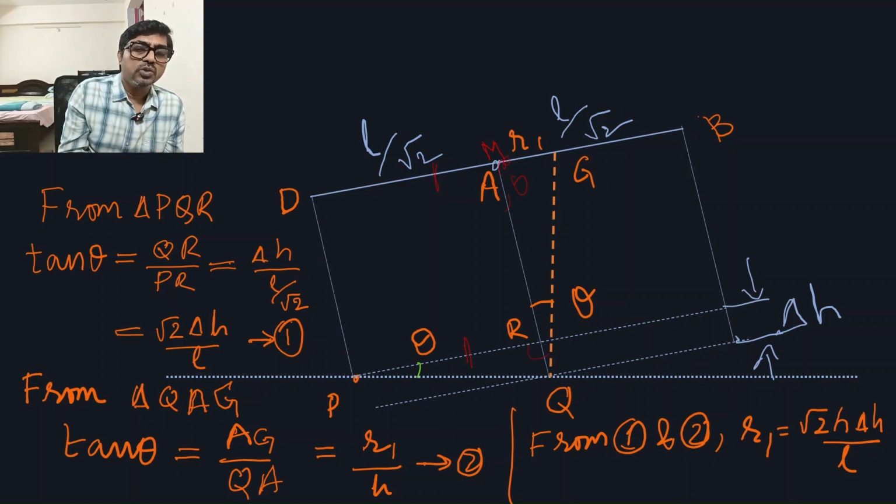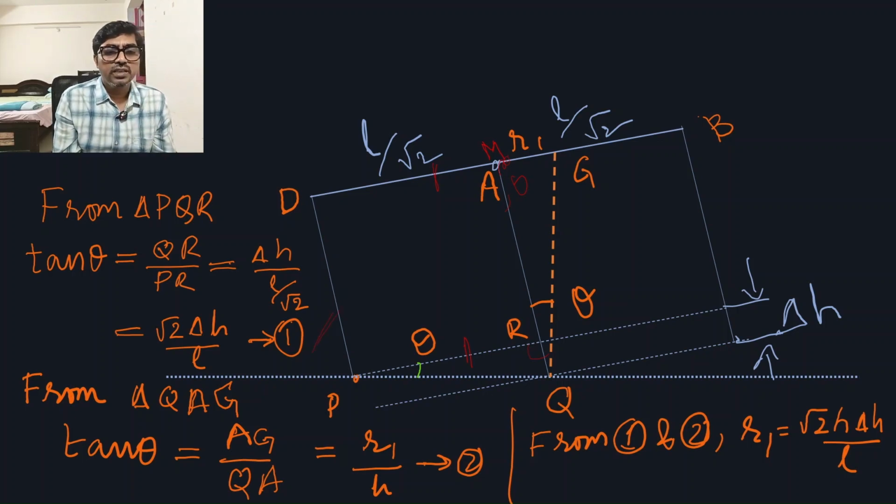O you will not be able to see there, it is behind A. So BD is the diagonal, the midpoint of BD would be O, behind A. Now if I write tan theta, it would be equal to QR divided by PR. QR is delta H, PR is L by root 2, you get that formula. So that is equation 1, we got tan theta from there.